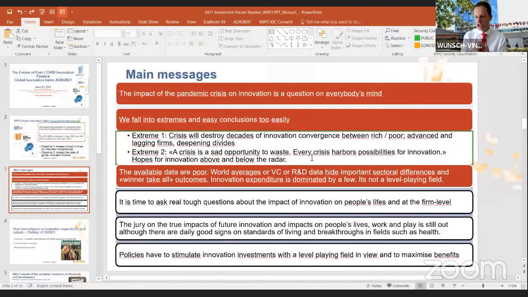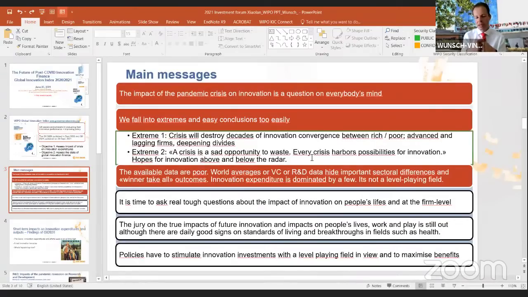One, the conclusion that you hear often in UN type settings, particularly in the context of SDGs, is that the crisis will destroy decades of innovation progress between rich, poor, advanced, lagging firms, deepening divides. That's always a popular conclusion. The other one, which is probably employed by all of us around the table, is the other extreme: a crisis is a terrible opportunity to waste. We all know this quote. Every crisis harbors possibilities, and certainly that's true. And then Xiaolan and I come with innovation above the radar or below the radar, and we're optimists, so we see a lot of perspectives and possibilities.